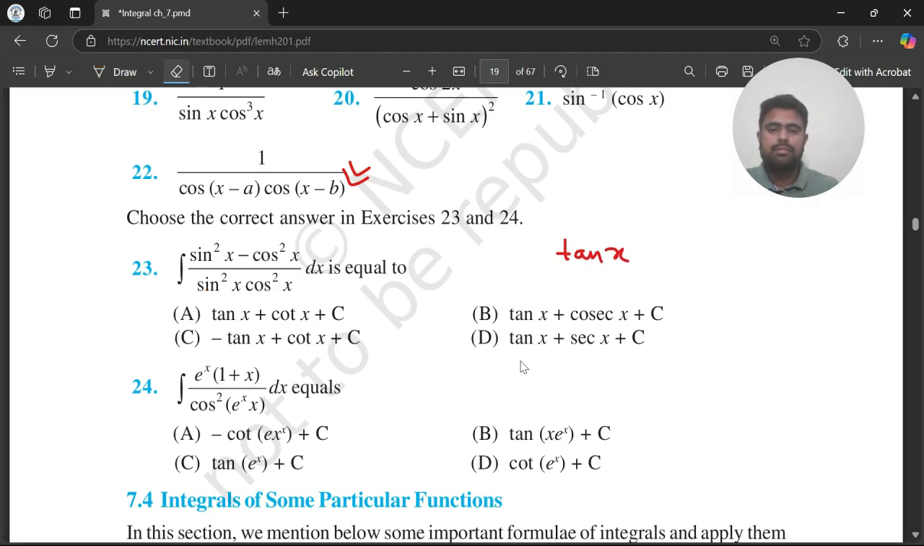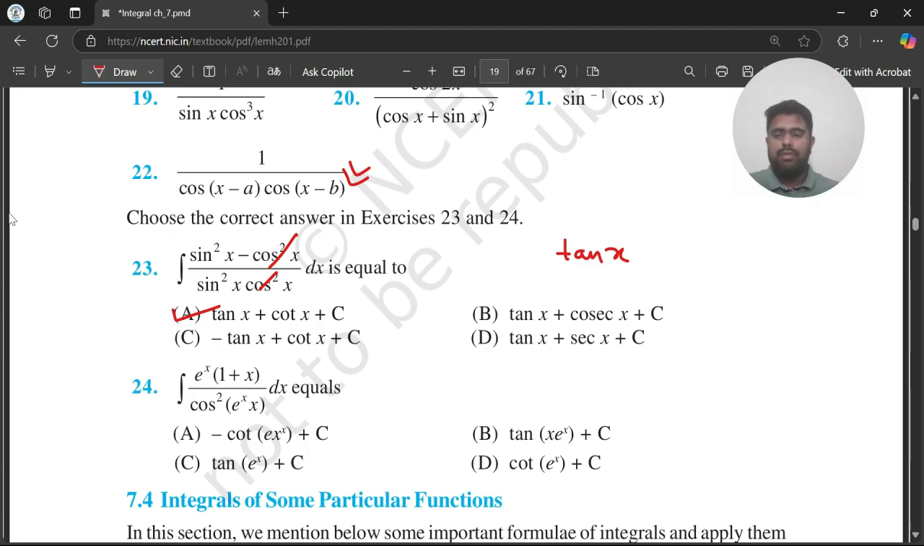Now, in the second term, we have minus cos square. Cos square will get cancelled out, leaving minus 1 by sine square, which is minus cosec square. What is the integral of minus cosec square? Plus cot x. So therefore it is tan x plus cot x plus c. So it is option A.